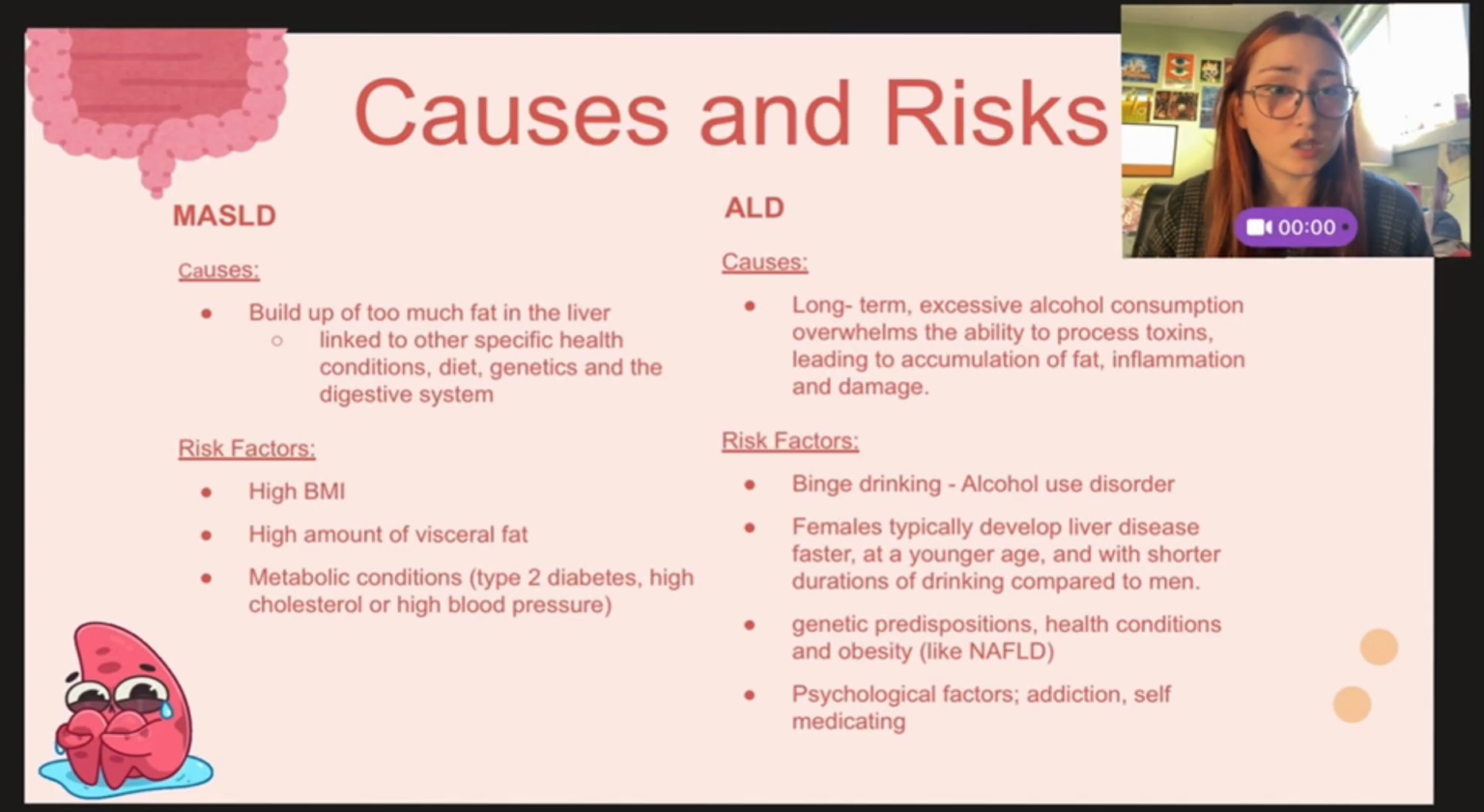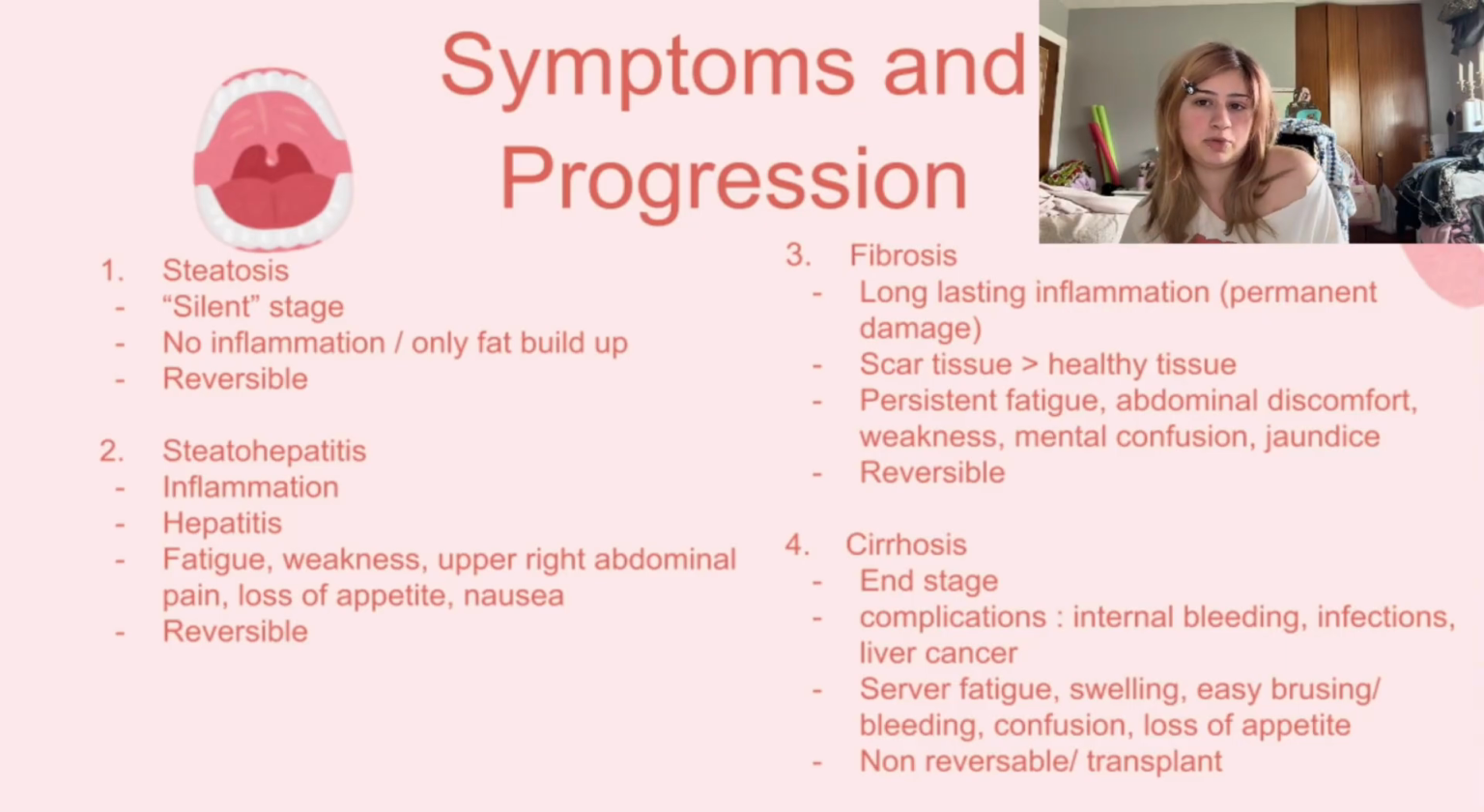Risk factors also include genetic predispositions like health conditions, obesity, and psychological disorders. So addiction and self-medicating for other mental illnesses can be a factor there. Now we're going to move on to symptoms and progression.